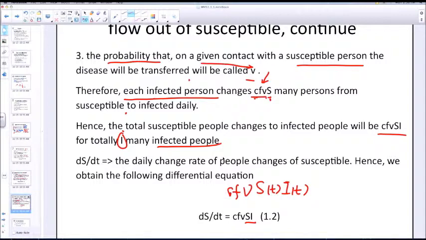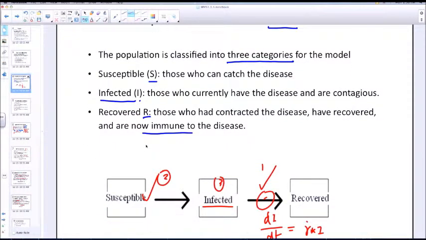So this component gives you the change rate of the susceptible, which is C F V S I. And actually, we should put it negative because this is flow out. Yes. And that's the flow out here.